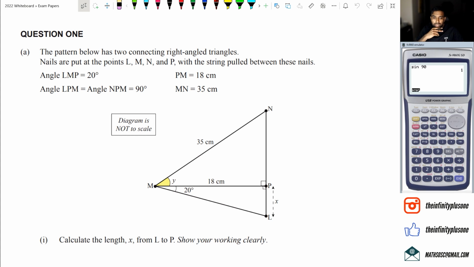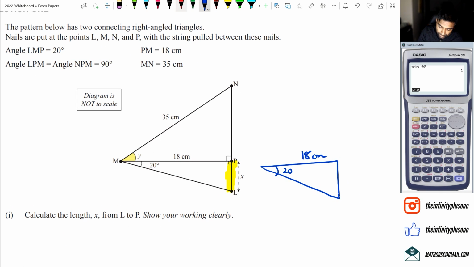Okay, so with question 1, we've been asked to calculate the length x, which is basically this thing right here, and show working clearly. What we're going to be doing is looking at the triangle at the bottom, where the angle is 20 degrees and the distance at the top there is 18 centimeters. So I'm using my SOHCAHTOA. What am I looking for? I'm looking for opposite. I've got adjacent, and I know that I need to use the tan rule here.